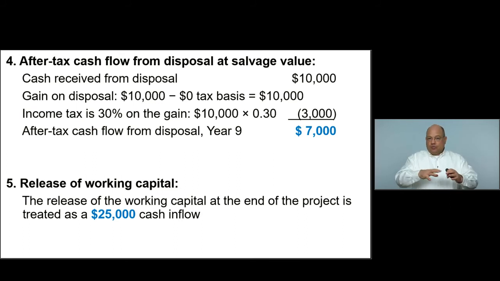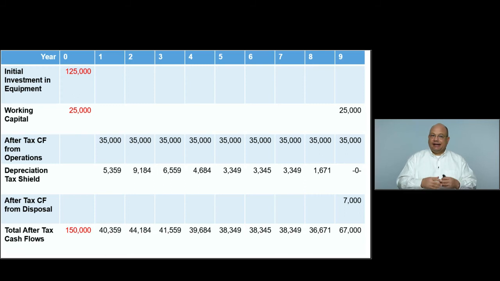So we take all of those cash flows and it comes together in this nice little table. We have the initial investment, $125,000 out. Working capital, $25,000 out at the beginning, $25,000 in at the end. $35,000 after-tax cash flows from operations every year. We have the depreciation tax shield, different amount each year. But we made those calculations. And then we have the cash in, the net after-tax cash flow from the disposal of $7,000.